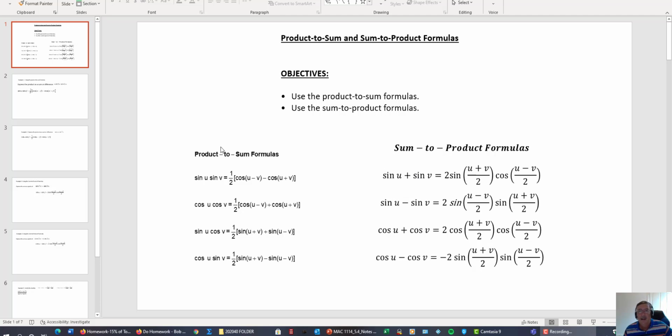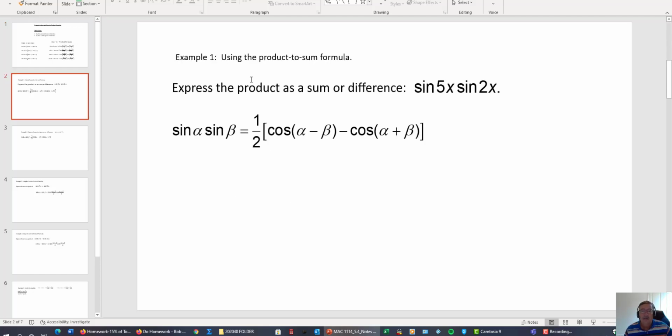So again, in later courses, it will be advantageous for you to integrate, differentiate, use higher level applications to write these formulas more basic and simple and so forth. So let us go ahead and begin here. Now the first example says express the product as a sum or difference. So they give us the sine of 5x times the sine of angle 2x here, and we're going to take this formula and we're going to rewrite this product as a sum right now.